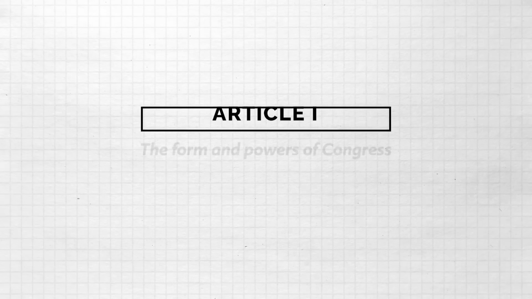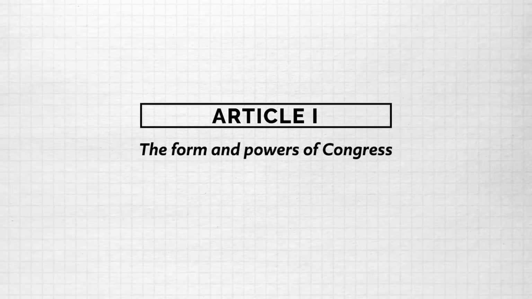Article 1 deals with the form and powers of Congress, or the legislative branch of the federal government. And just let me add that Article 1 is the longest section in the Constitution, and that should tell you something. And what it should tell you is that most important to this new form of government was the branch that represented the people. Okay, so what power does Congress have?